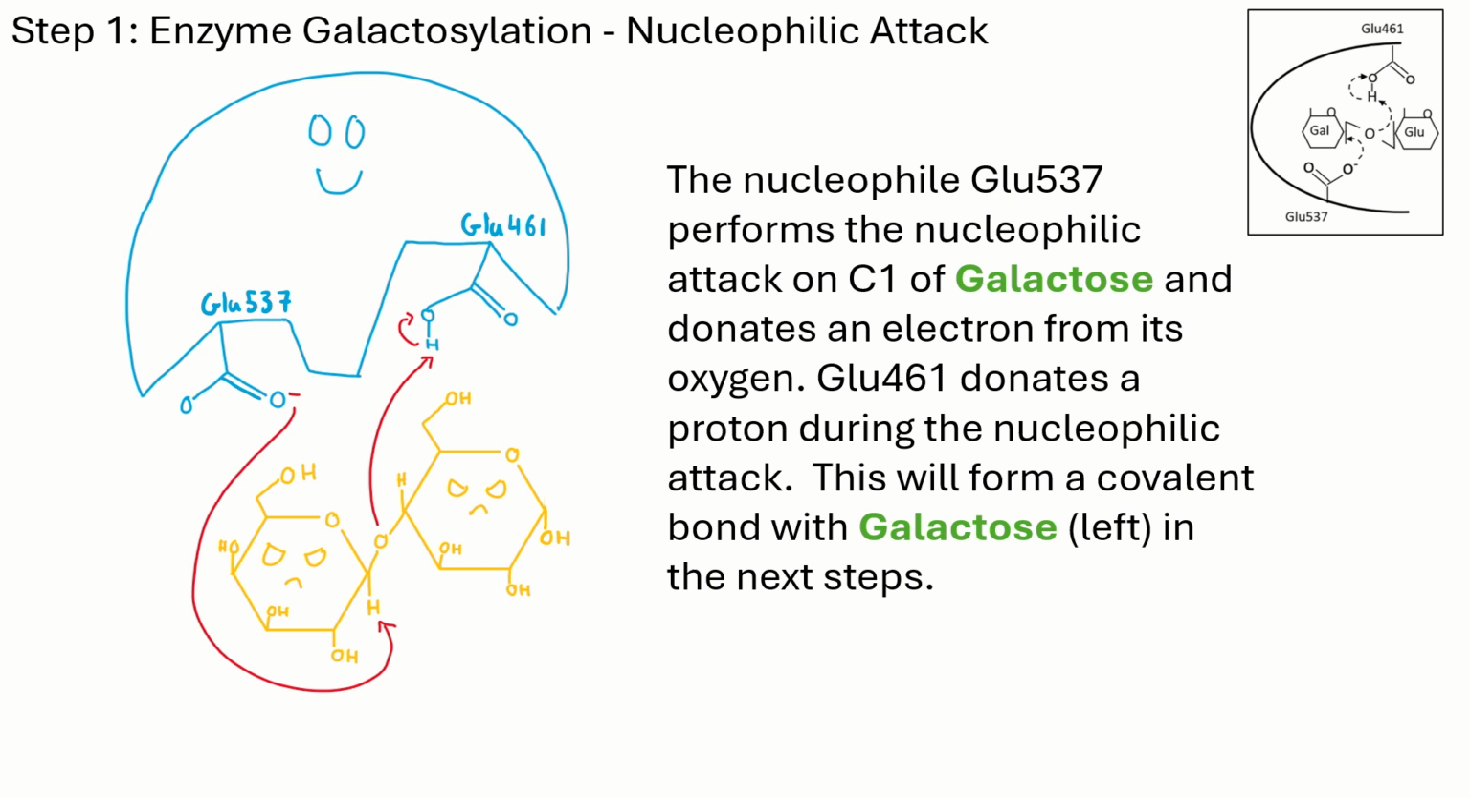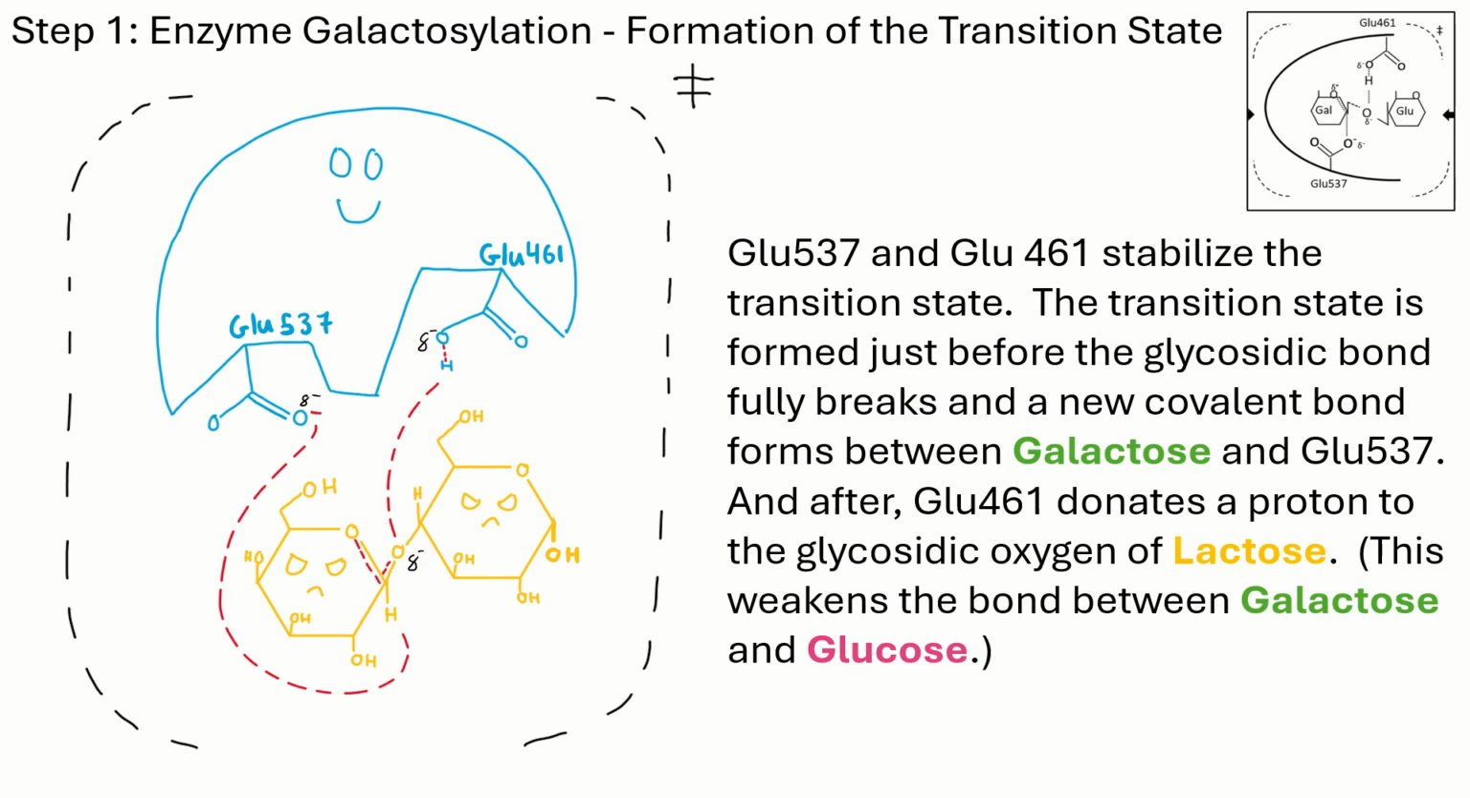The nucleophile Glu537 performs the nucleophilic attack on the carbon 1 of galactose and donates an electron from its oxygen. Glu461 donates a proton during the nucleophilic attack. This will form a covalent bond with galactose in the next steps.